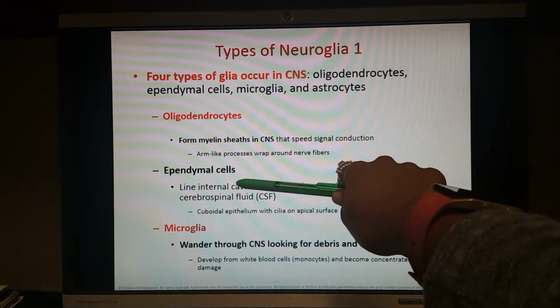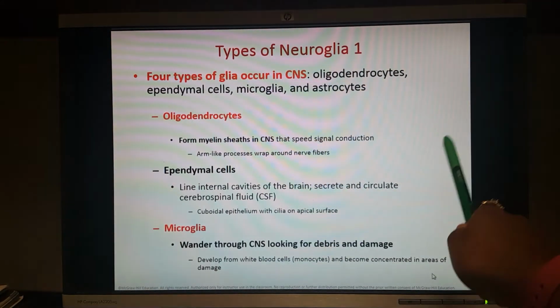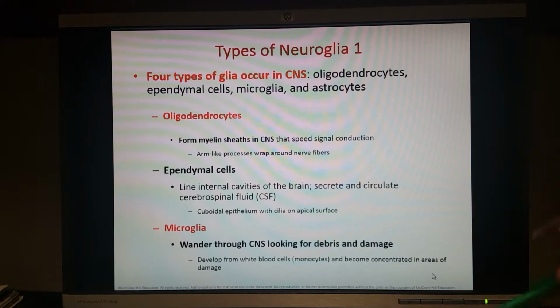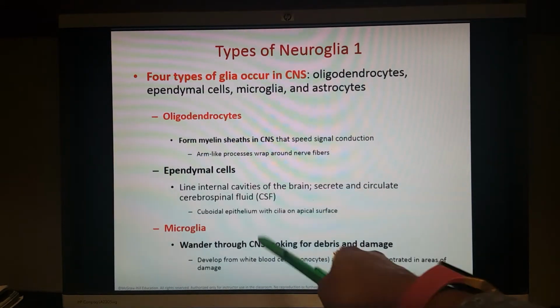Another neuroglia is your ependymal cells. These cells line internal cavities of the brain. They help to make your cerebrospinal fluid. So they're located in your different ventricles. So these are some of the internal cavities of your brain.